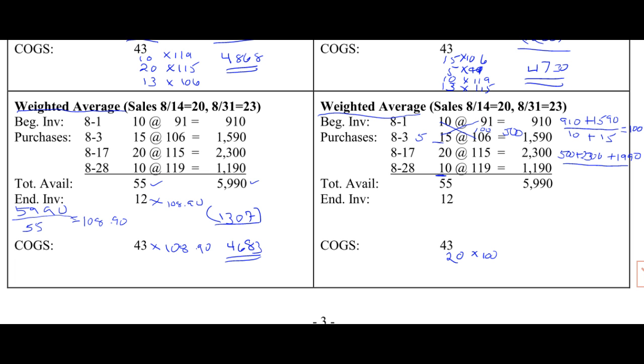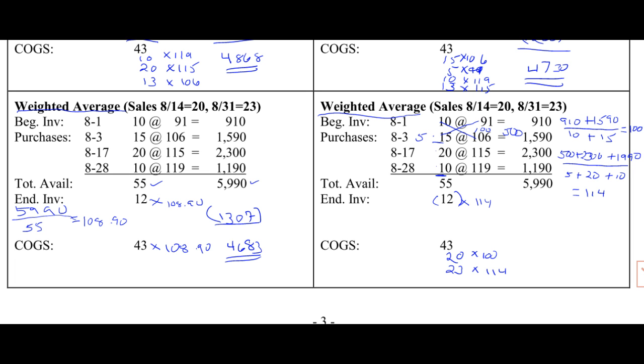Now let's go back for the numbers. There were 5 at 100. There was 20 at 115. And then there was 10, picking up these numbers right here, 5, 20, and 10. Go ahead and divide that out, and you see that the average cost per unit is now $114. So the second sale that we sold was at $114, and we have 12 of them left at $114.